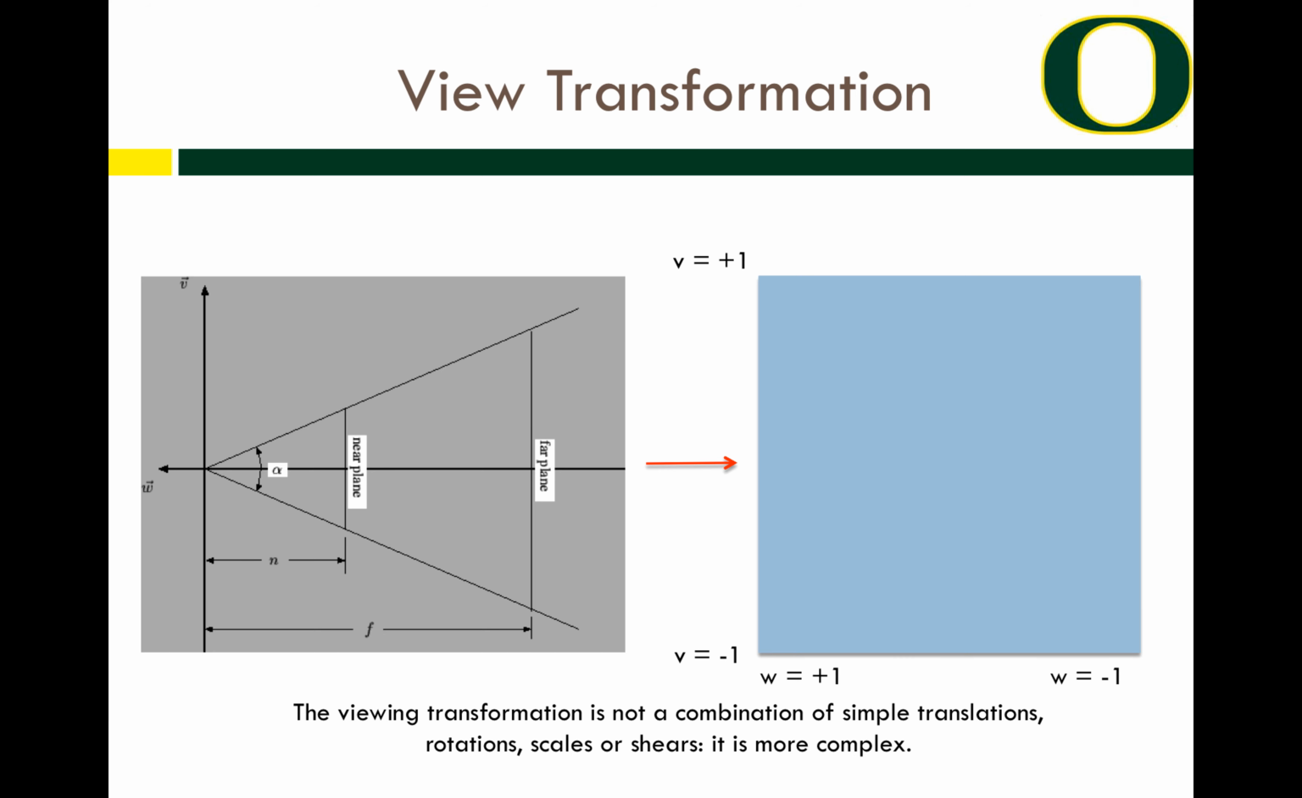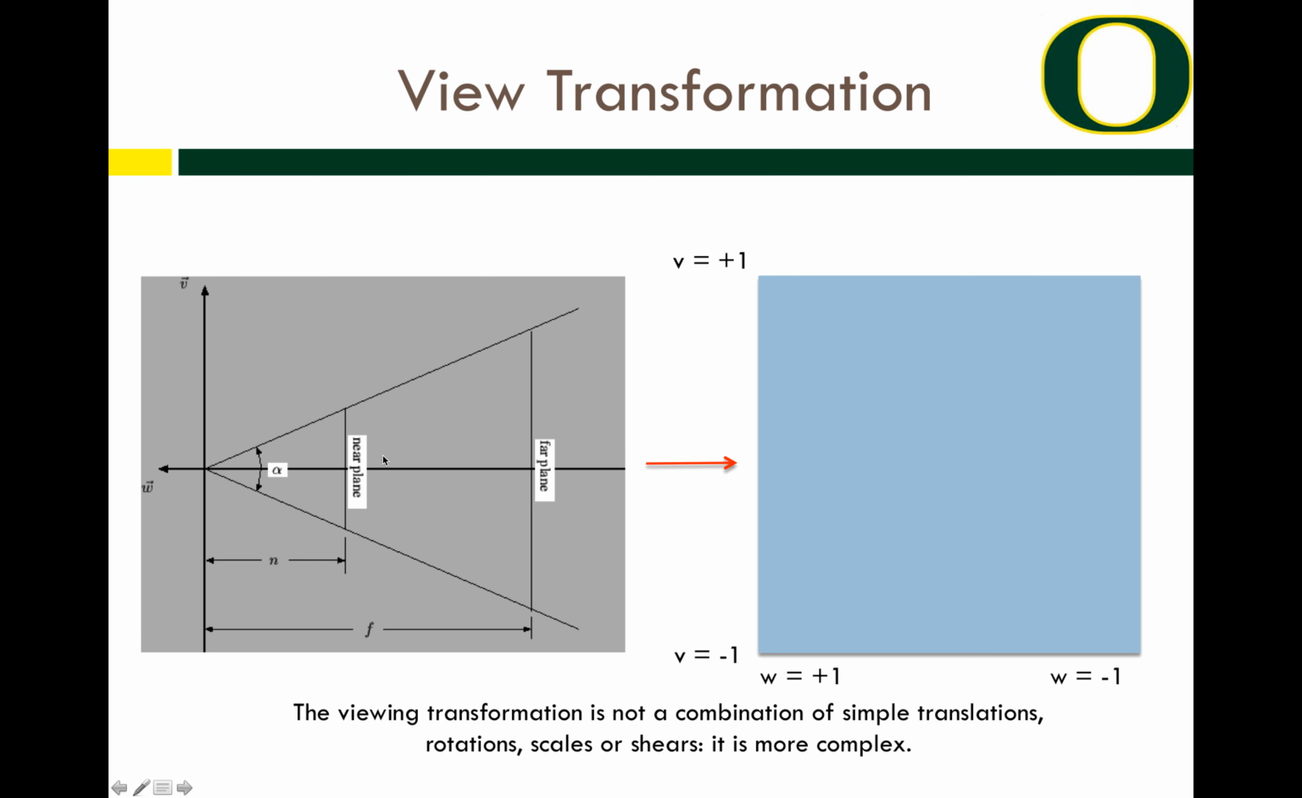And so what we're going to see is that this space, this frustum, is going to get mapped to this square. And so the top, this angled part, is going to become the top of this box. This bottom angled part is going to become the bottom of the box. The left near plane is going to be the left of this box. And the right far plane is going to be the right of the box. And so this will be v equals minus 1, the top will be v equals plus 1, the left will be w equals plus 1, and the right will be w equals minus 1.